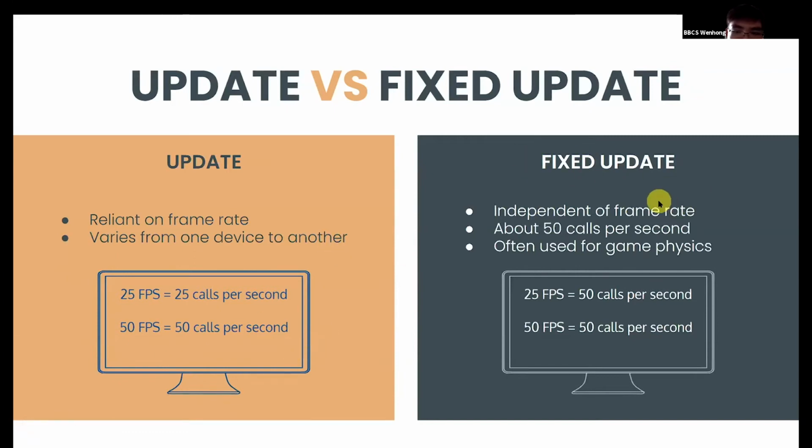As for fixed update, it does not depend on the frame rate that your device is running on. Regardless of the FPS you're running on, it's still called about 50 times per second, and that's what makes it suitable for game physics, because you don't want physics to be dependent on devices. It kind of spoils the game. So basically this is more consistent and this is less consistent, but in general, because they are both update functions, they are consistently called.